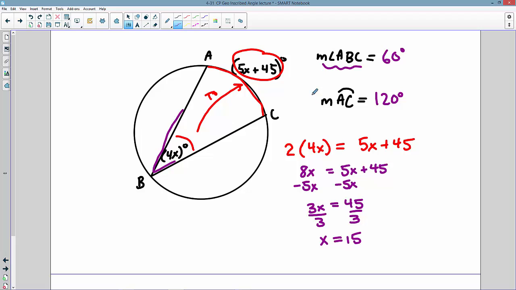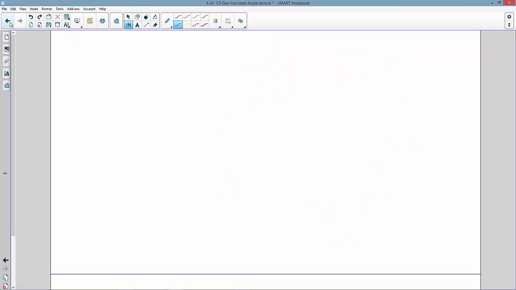Although it's a good idea to plug 15 in for x here, so multiply 5 times 15 and add 45, to be sure you get two numbers that are double each other, or one number is half the other one. You know, the 120 is double the 60. So it's a good way to check your work. And I think that's all the problems we have.